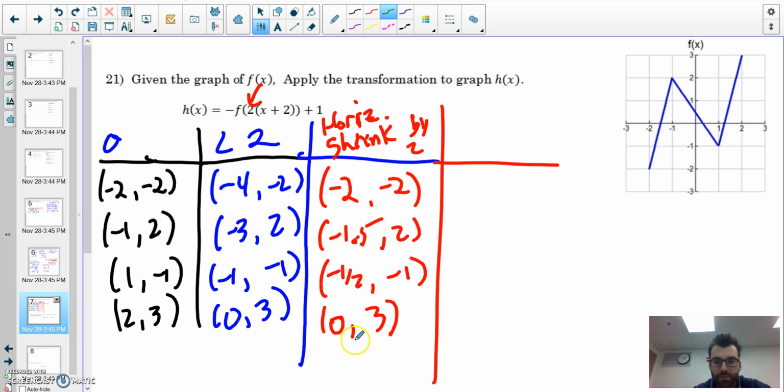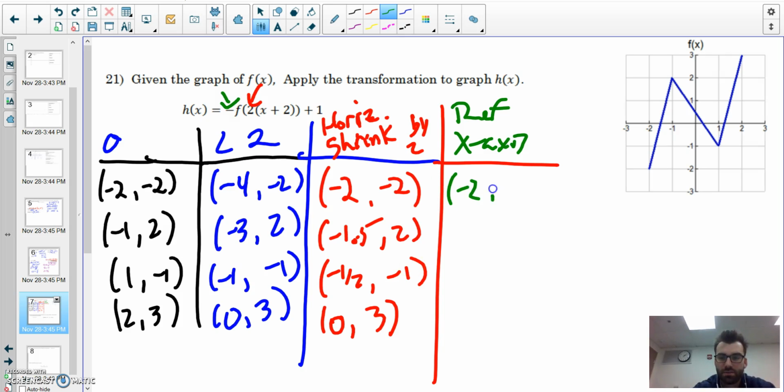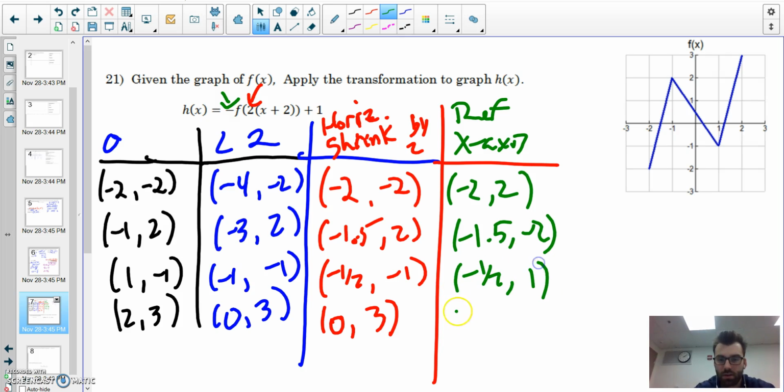All right. Next one, I got to take care of this negative out front. Remember, if it's out front, I'm going to reflect over my x-axis, which means I'm going to take all of my y's and change the sign. So I'm going to make this -2, +2. -1.5, -2. I'll just keep going. -1/2, 1, and 0, -3.